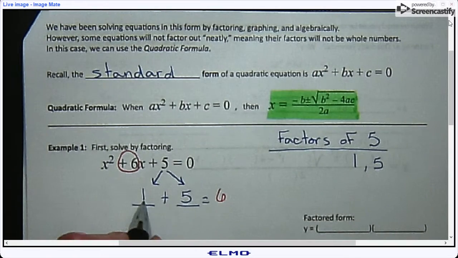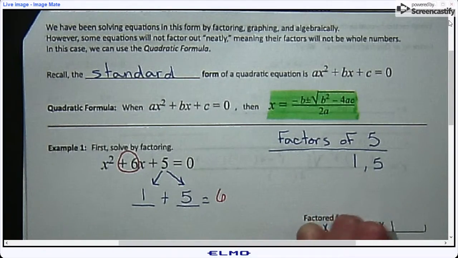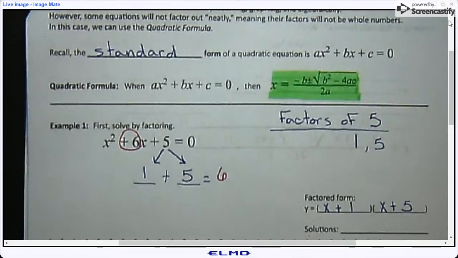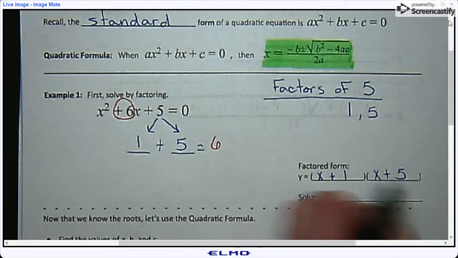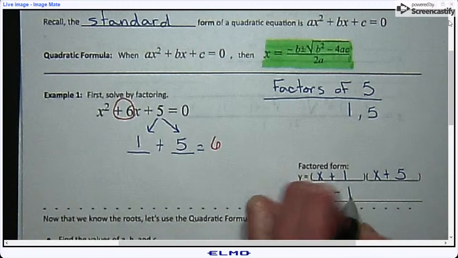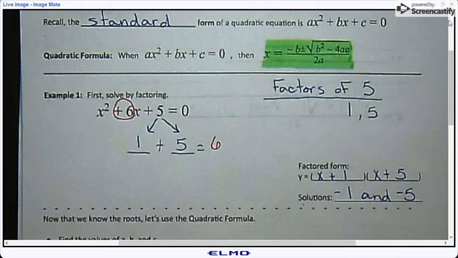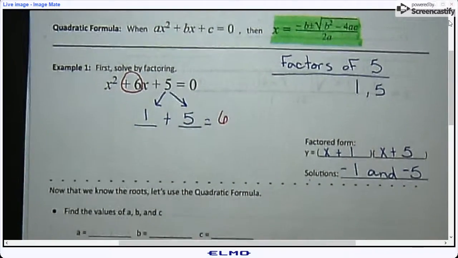x plus 1, x plus 5. From there, to find our solutions, all we have to do is flip the signs of f1 and f2. So we have the solution of negative 1 and negative 5. I love this method. It's pretty easy, but we will find that sometimes we're not able to use it. So let's use the same example and see how that works with the quadratic formula.